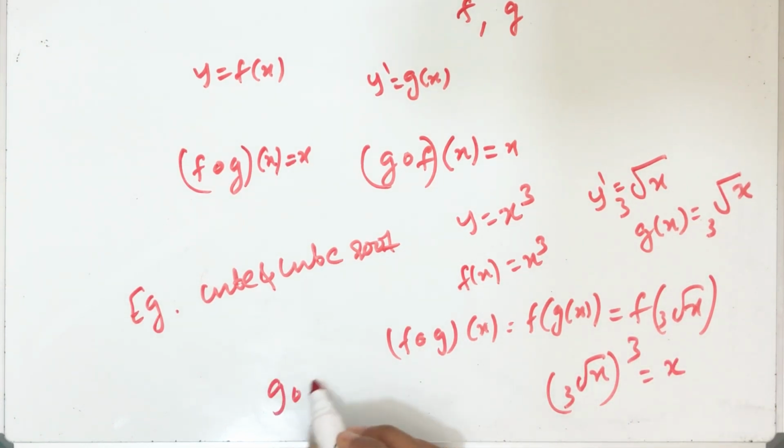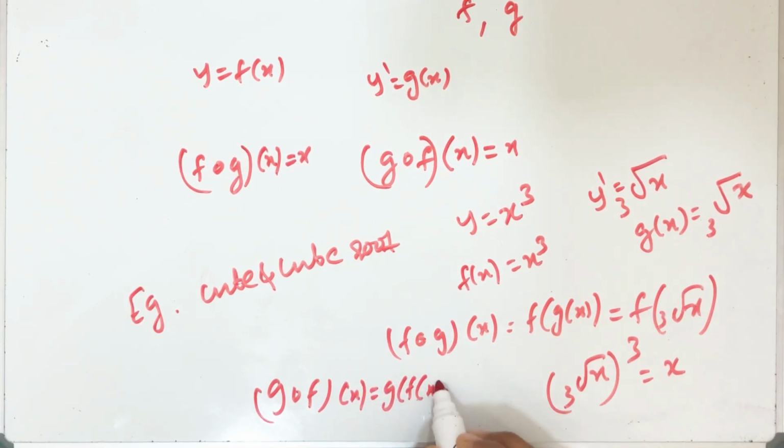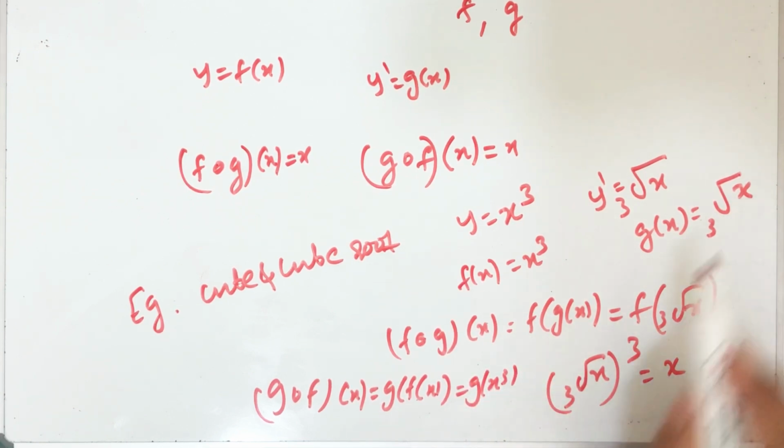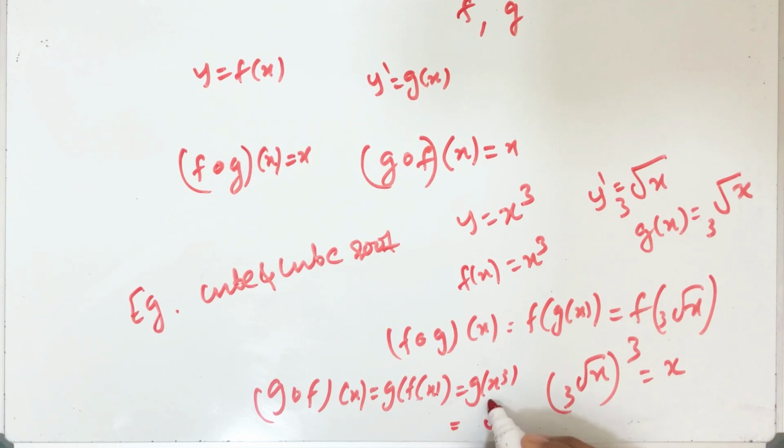Like that, g composite f of x is equal to g of f of x. f of x is x cube, so that is g of x cube. g of x is cube root of x, therefore g of x cube is equal to cube root of x cube, which is equal to x. Like that, we can check whether two given functions are inverses of one another.